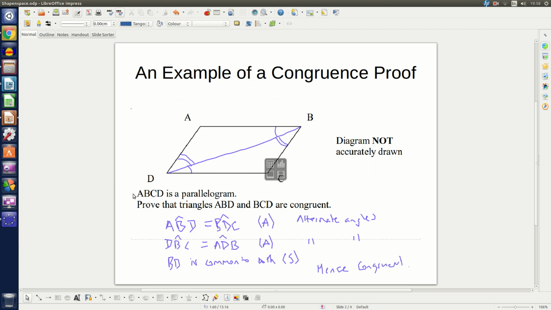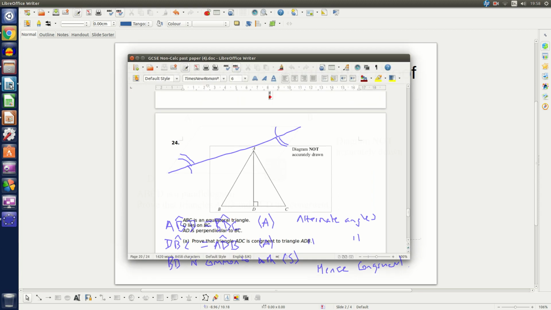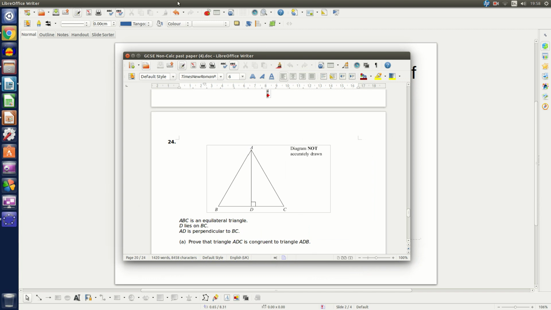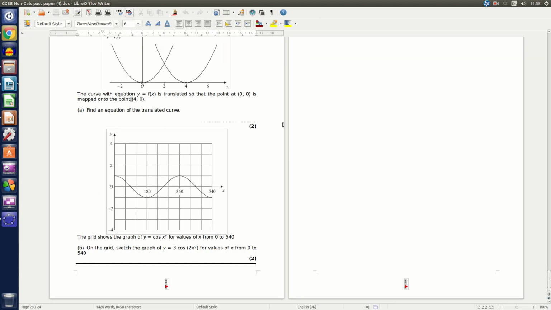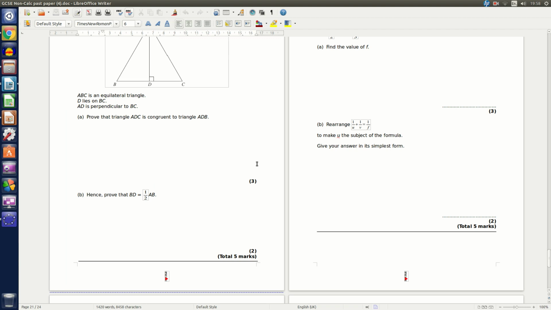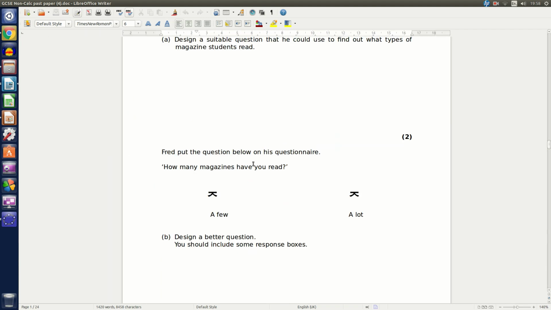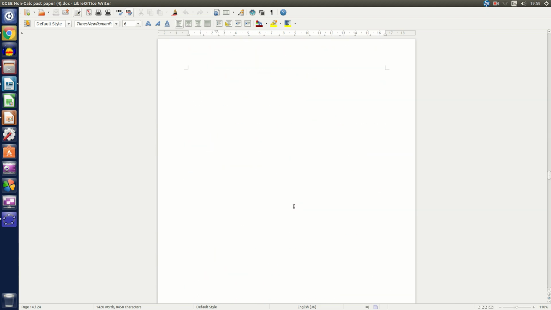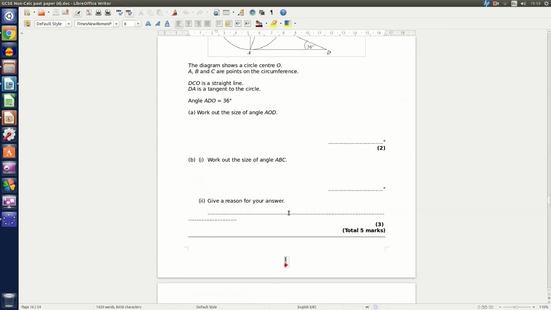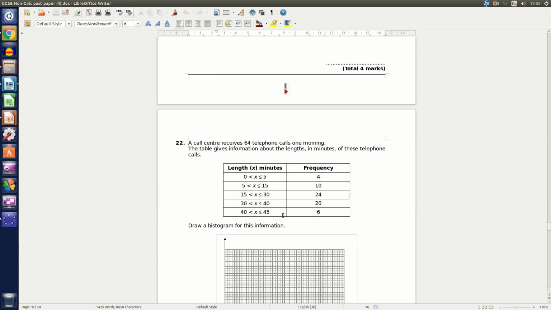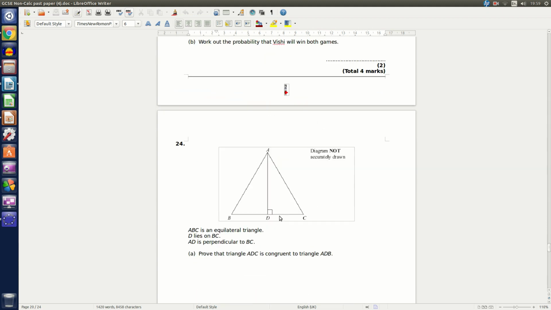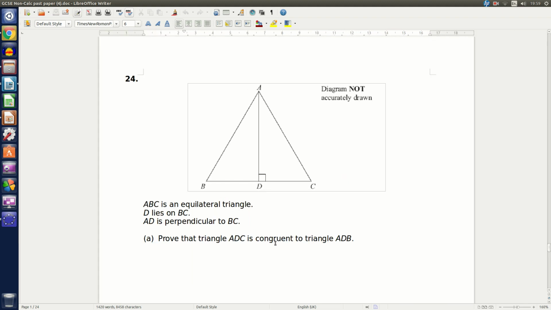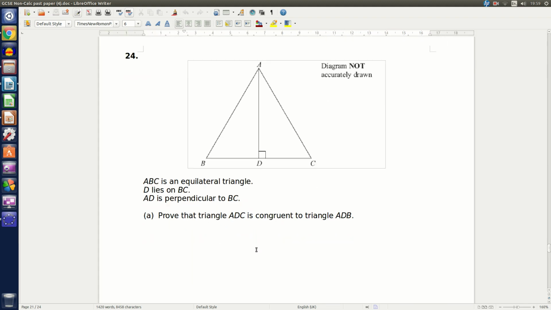Let's have a look how that works in one of the examples which you did in the first past paper. I know this one often catches students out, and I'm not surprised, to be honest, because it's quite a difficult question. Let's just zoom in on it. Oops, sorry. Okay, here it is, just after this one. Okay, you might recognise this question. Here we've just got to prove that ADC is congruent to ADB.